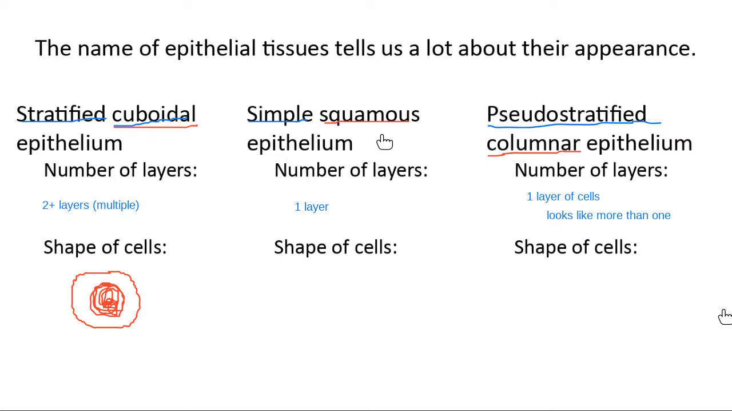What were some of the things we said with our group mates there? Yeah, thin and flat, squished cells. I love it. So when we first look at simple squamous epithelium, we're going to see a lot of cells that look like this. So it's really kind of long and skinny. It's really squashed or squished.